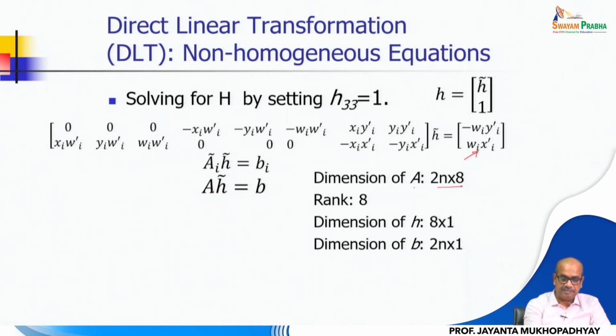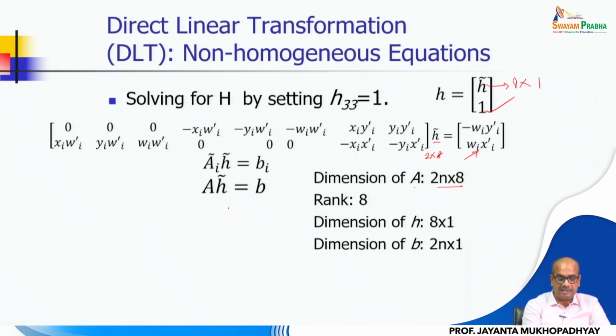So this Ai is actually 2 cross 8, because H tilde is represented in this way from H. This is a vector which is 8 cross 1, and then this is the H33 term which is set to 1.